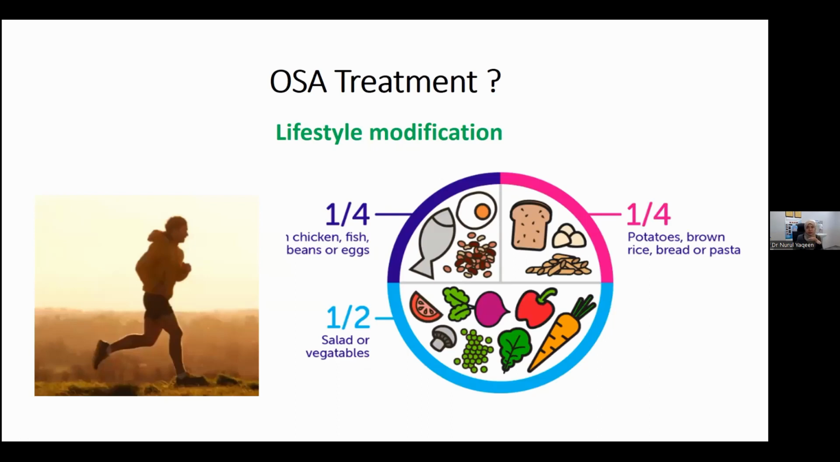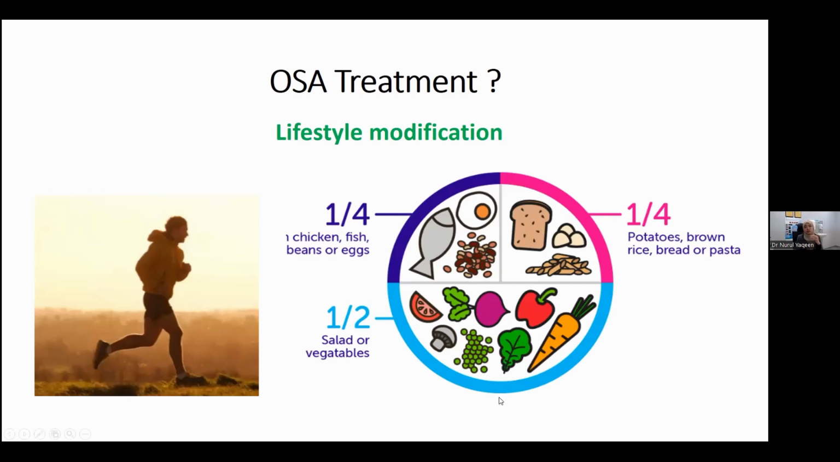The treatment part and the complication part will be covered by other speakers, but just as a rough idea, an important treatment is lifestyle modification, with dietary changes. The one quarter, half method of dieting: quarter potatoes, brown rice, bread or pasta, quarter chicken, fish, beans or eggs, quarter protein, quarter carbohydrate, and half fruits and vegetables. Lifestyle modification is important.